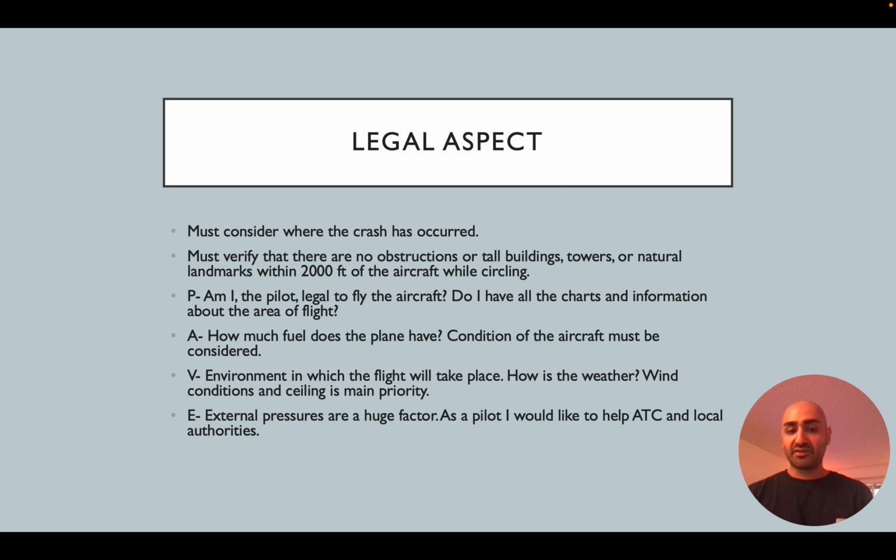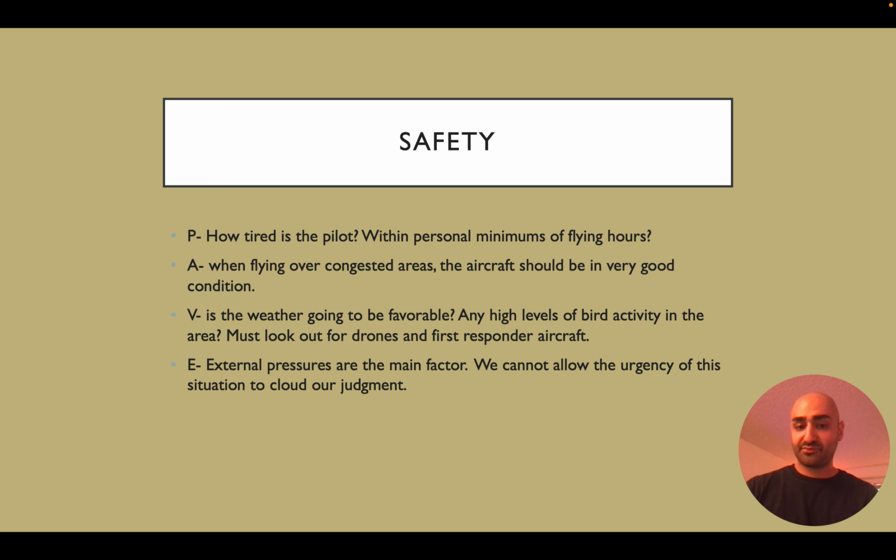V is the environment. We want to know where the crash has occurred in order to assess the situation and see if we're able to complete the flight safely, if there's any towers, any buildings, anything that would cause us any stress during the flight. External pressures, that is the biggest factor here. We're trying to help out ATC on their mission of figuring out what is happening. We're trying to help out the local law enforcement. So there's a lot of external pressure that could cloud our judgment.